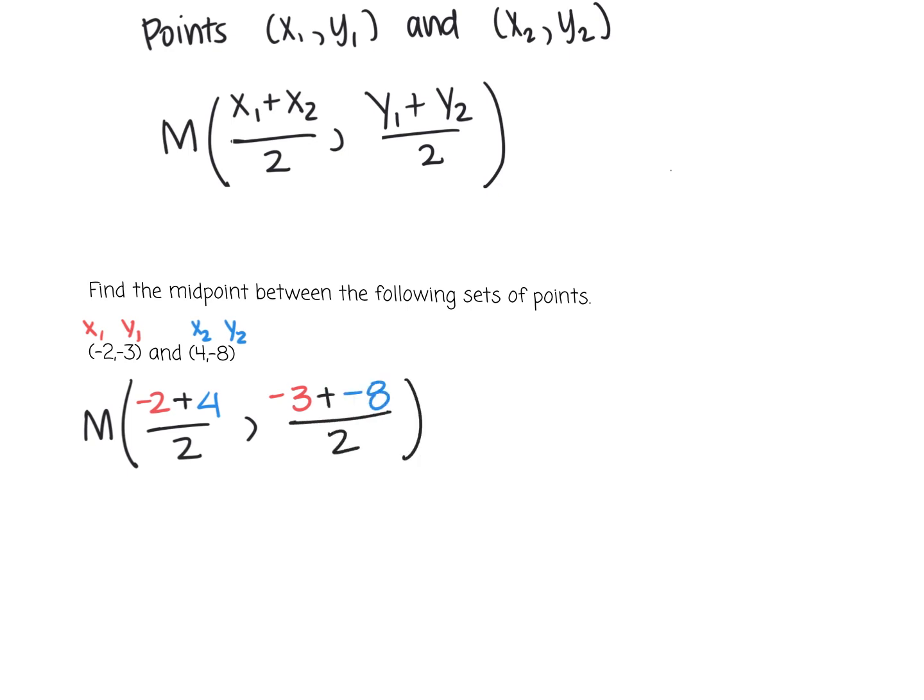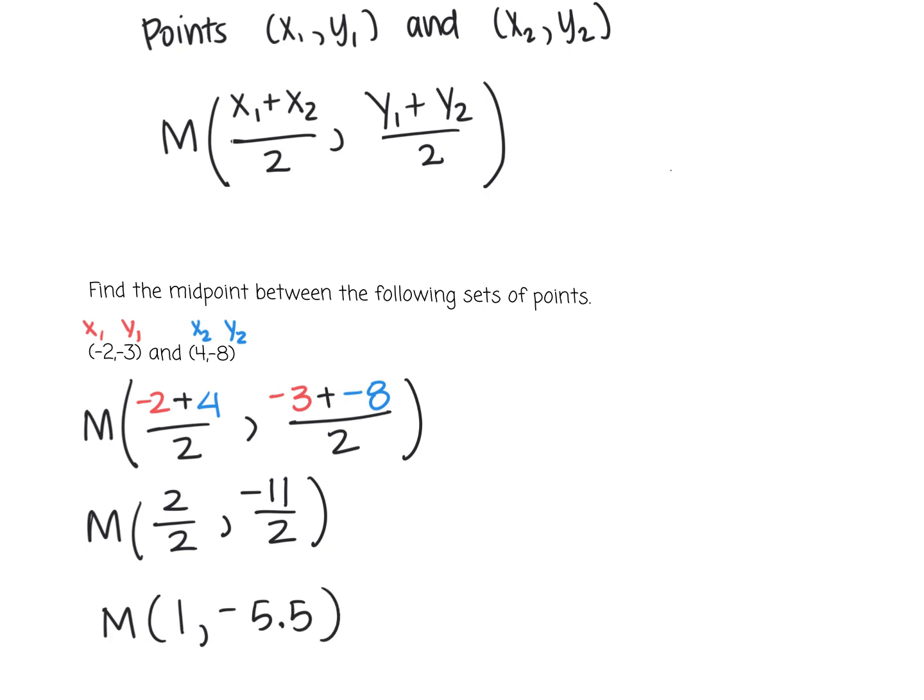It is important to remember here that a midpoint is a point, so you do need to have the parentheses and the comma. So negative 2 plus 4 is 2, so I have 2 over 2, comma, and then negative 3 plus negative 8 is negative 11 over 2. Now, because we're always going to be dividing by 2, if I get a decimal, it's going to be a nice decimal. So I will allow you to write decimals in this case. So 2 divided by 2 is 1, and negative 11 divided by 2 is 5.5. So my midpoint is at (1, -5.5).